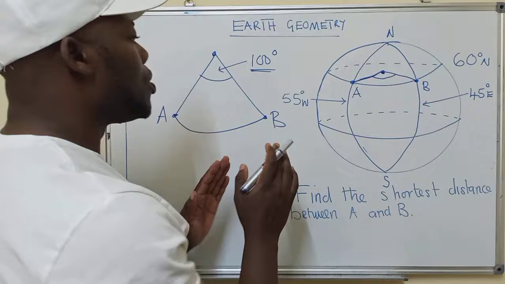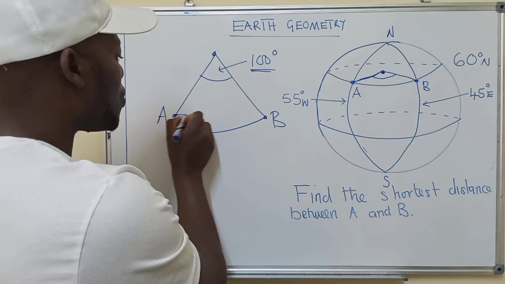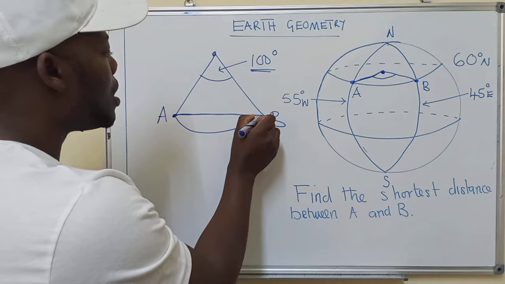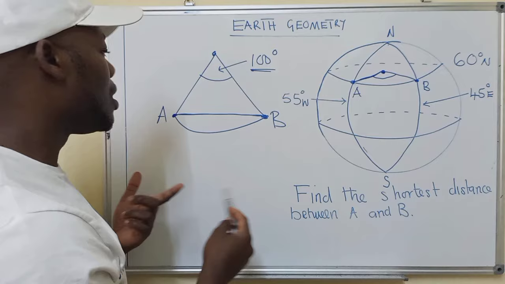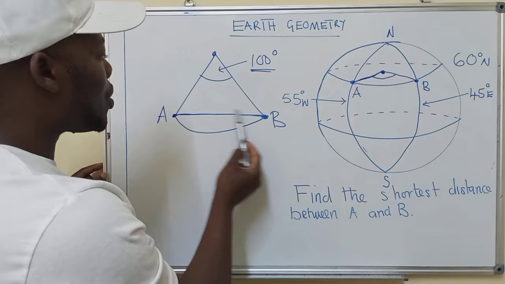After finding the angle, you check where the shortest distance from this point to this is. It's right here. So this is the shortest distance. If you're at point A and you want to go to point B, the shortest distance is right here. In most cases, when they ask you to find the distance between A and B on this topic, we calculate it using the normal distance formula. But to find the shortest distance, this is the distance we're talking about.